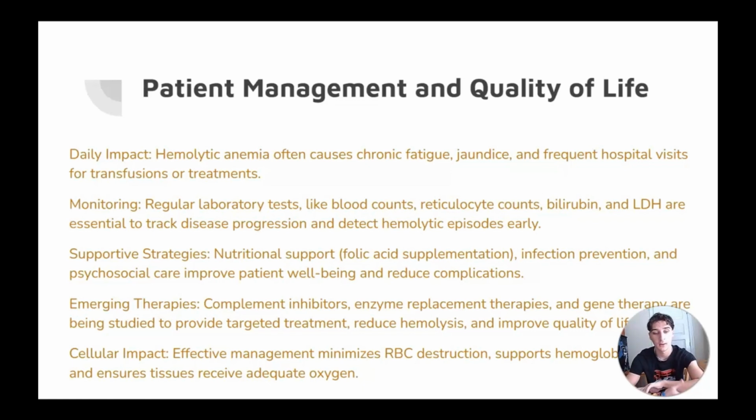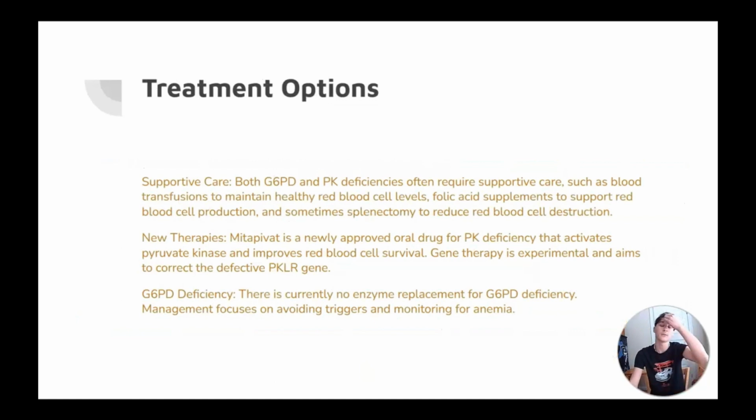There are some emerging therapies, including complement inhibitors, enzyme replacement therapies, and gene therapy, which are all being studied to provide targeted treatment, reduce hemolysis, and improve the quality of life. At the cellular level, effective management minimizes RBC destruction, supports hemoglobin levels, and ensures tissues receive adequate oxygen. So there are some treatment options, but like I said, there is no full cure that can just get rid of it all.